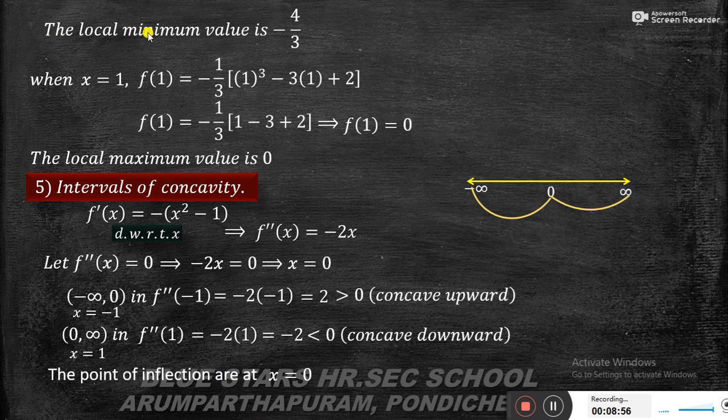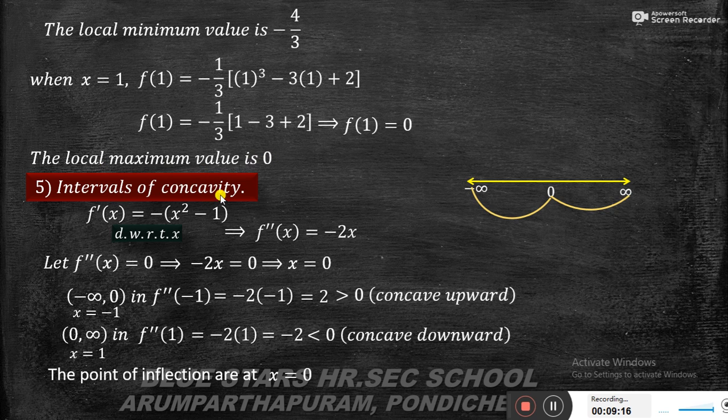You see the local minimum value is minus 4 by 3. Therefore, when x equals 1, f of 1 equals, we just substitute, minus 1 by 3 times 1 cubed minus 3 into 1 plus 2. That means minus 1 by 3, 1 minus 3 plus 2, that means 3 minus 3 is 0. f of 1 equals 0. Therefore the local maximum value is 0.